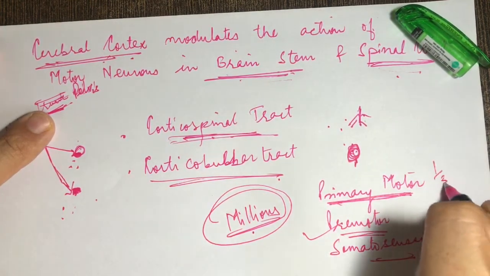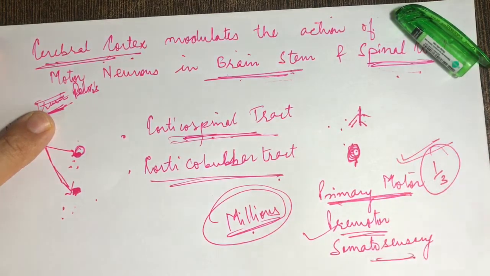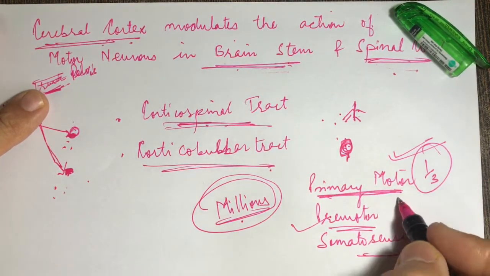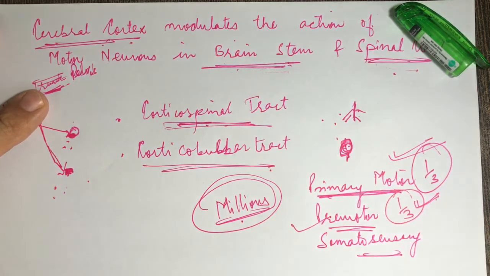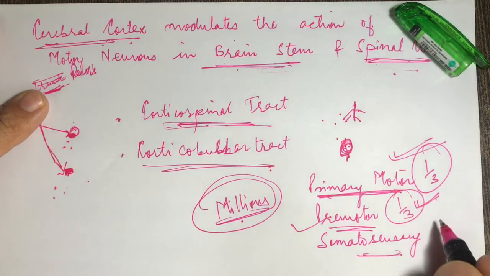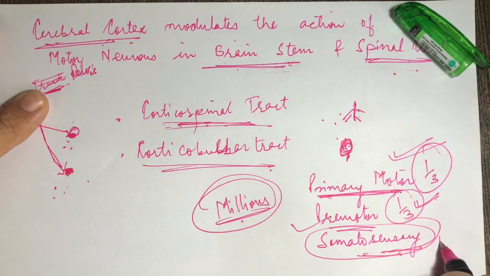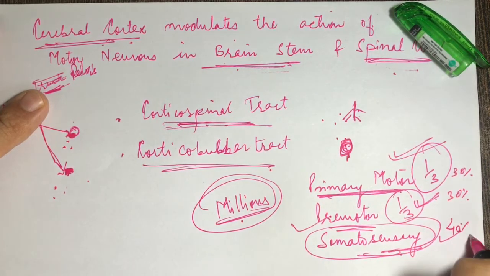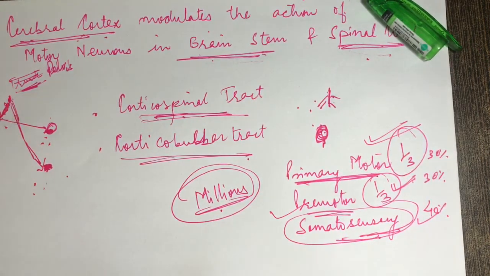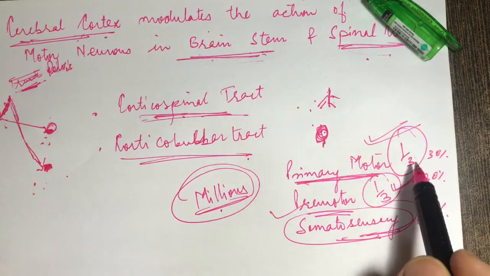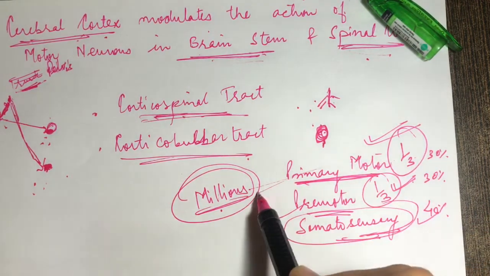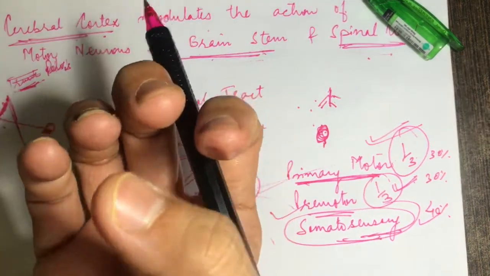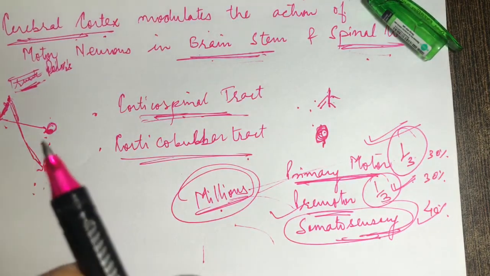Out of those millions of axons, one third will originate from the primary motor cortex. Only one third will originate from the primary motor, not the entire 100%. Then the other one third will originate from the premotor. Okay, other one third. And the rest of them will originate from the somatosensory. Some books say 30, 30 and 40%. Some say one third, one third, one third. Okay. So these millions of axons originating from primary motor, premotor and somatosensory travel in a combined path that is called the corticospinal tract.